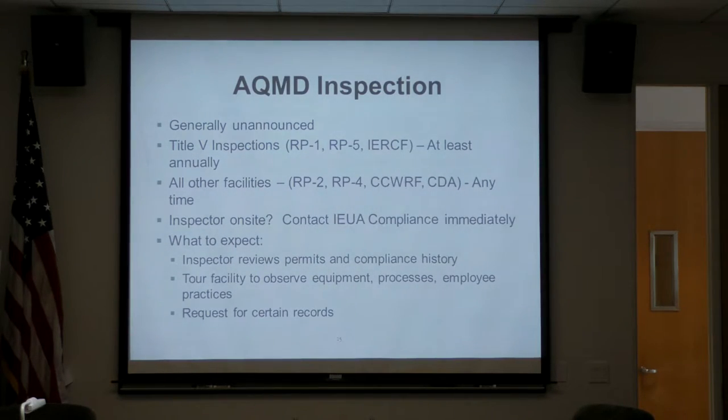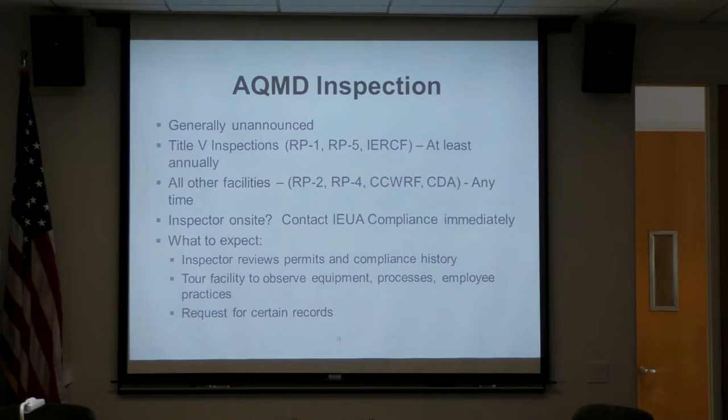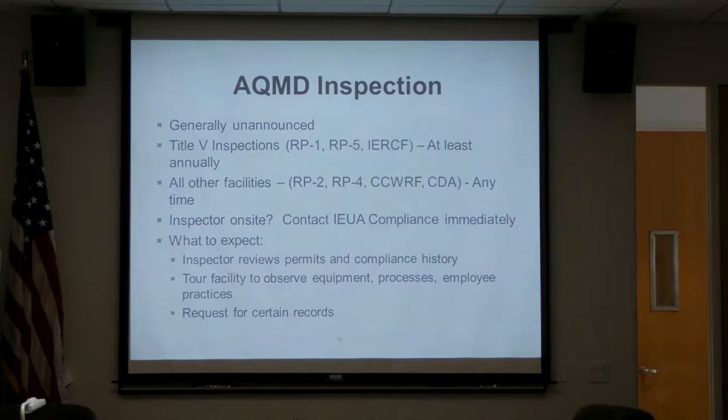So inspections by AQMD are generally unannounced, but for our Title V facilities, which are RP1, RP5, and ERCF, it's guaranteed that we will have an inspection from AQMD at least once a year, and it generally happens around the summertime. For all other facilities, RP2, RP4, Carbon Canyon, and CDA, which are non-Title V facilities, AQMD can come anytime, but it's important to know that whenever we do make a verbal report to AQMD, that can trigger them to head out to the facility.